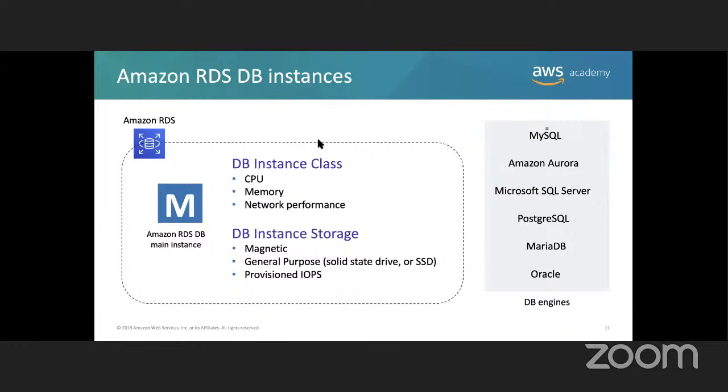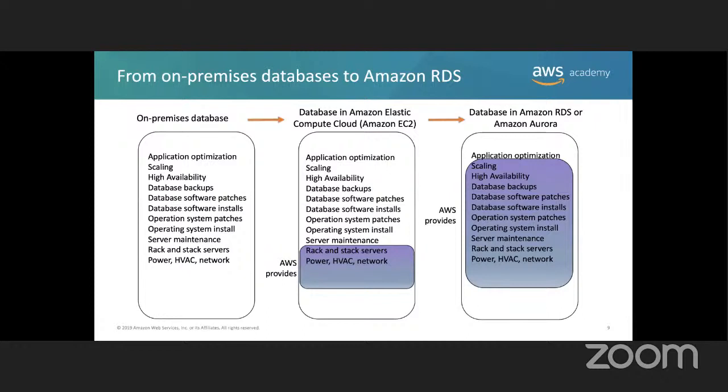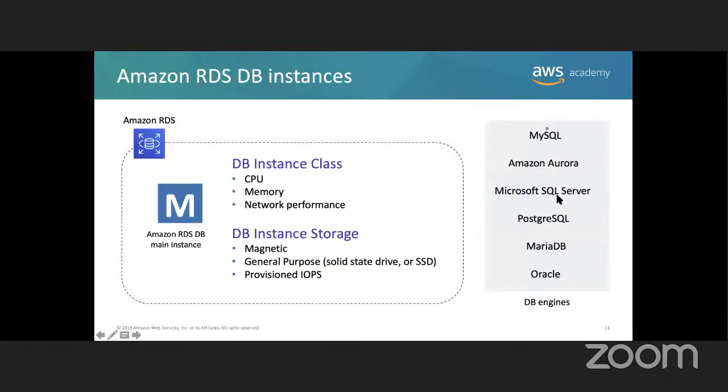Hello, so we have Amazon RDS, and then we have the DB instance class, CPU, memory, network performance, right? And then you have the instance storage: magnetic, general purpose solid state drive or SSD, and provisioned IOPS, okay? So these are the six engines that RDS supports: Amazon Aurora, Microsoft SQL Server, PostgreSQL, MariaDB, and Oracle. Okay. So don't forget those things.